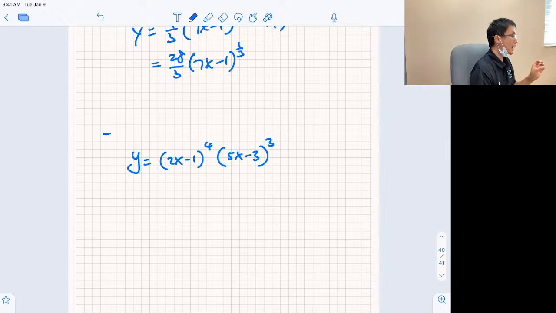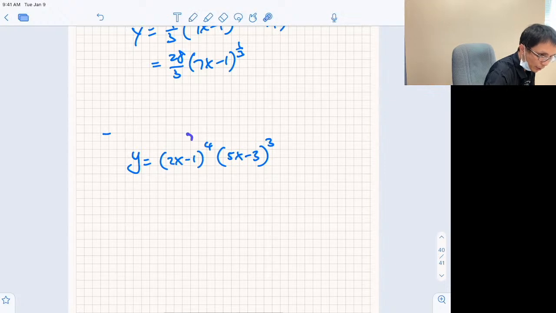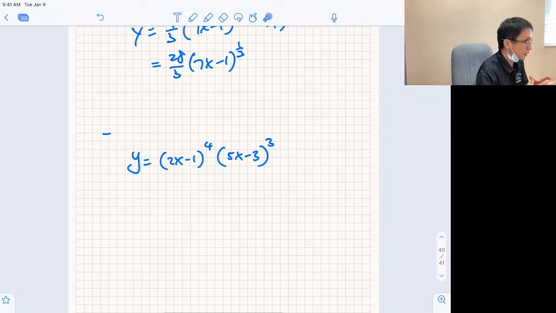So first, let's understand this. Which kind of rule is involved here? Connor? The chain and product rule? Chain and product rule. How many times is the chain rule involved? Twice, right? And the product rule only occurred once. So we're going to call this maybe g of x, and this maybe f of x. So we're going to take a derivative accordingly.